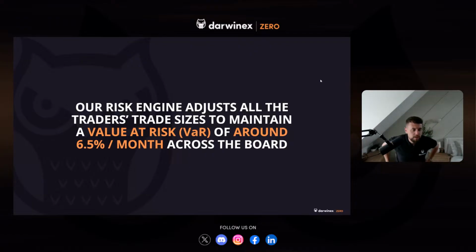So our proprietary risk engine adjusts all of the traders' trade size on our platform. So all 11,000 strategies that I mentioned at the beginning maintain a value at risk, or VaR, as you know, the terminology might get thrown around within Darwinex, of around 6.5% per month across the board.